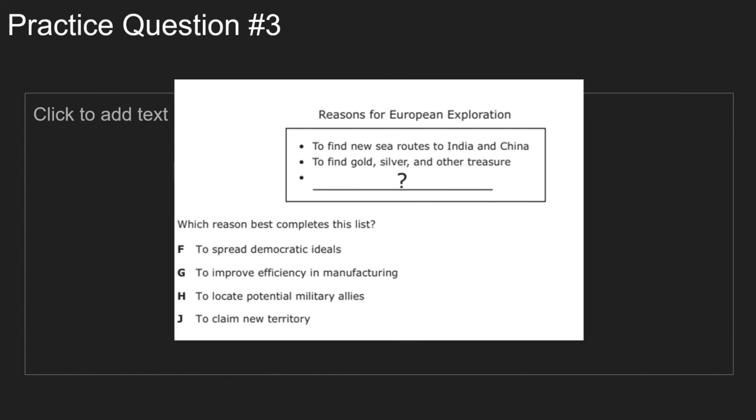Reasons for European exploration. Again, similar question to what we just had. To find new sea routes to India and China. That's what Columbus was looking for, by the way. To find gold, silver, and other treasure. That's kind of what all conquistadors and early explorers were looking for, too. And then blank. Which reason best completes this list? Press pause. Here's your answer. To claim new territory, right? To grow the empire, to gain new lands.